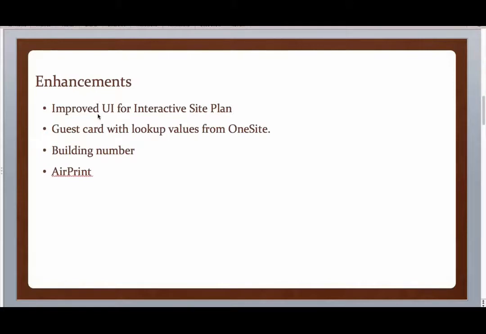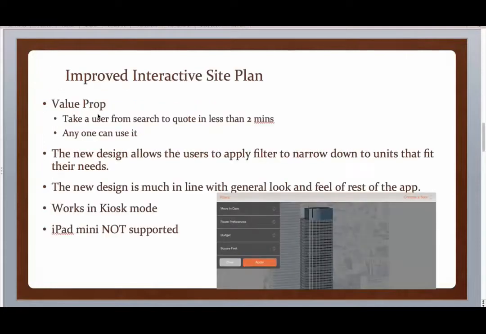So, a few enhancements that we introduced with this version. The first one is the interactive site plan. This feature was introduced a version earlier, but with the new release we improved the UI and certain features within that major product itself. It's an add-on product that we can purchase. Second, guest cards with lookup values from OneSite. This helps the guest card lookup values be powered by OneSite customized values. Third, building numbers. We now show the building numbers for each associated unit in the availability tab. And finally, AirPrint. It helps the property managers print a quote as they are talking to the prospect.